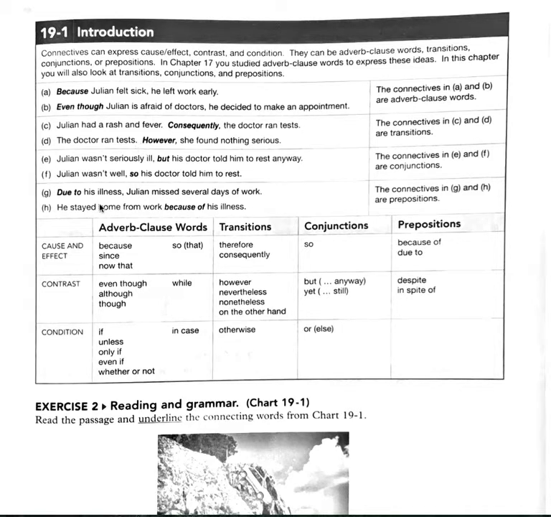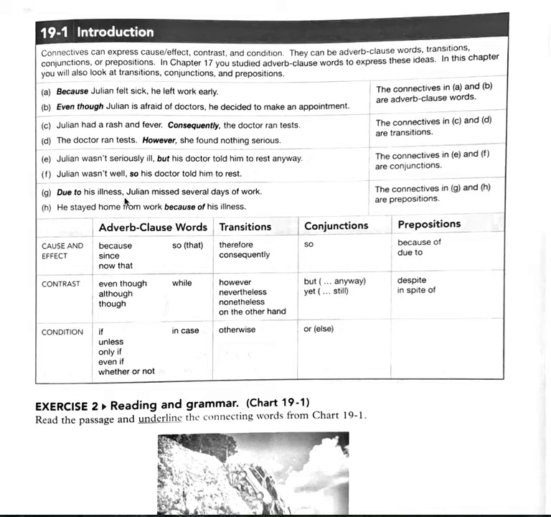Look at letters E and F. Julian wasn't seriously ill, but his doctor told him to get rest anyway. And Julian wasn't so well, so his doctor told him to rest. The connectives in E and F are conjunctions. But and so are from a list of conjunctions. Letters G and H. Due to, and to is a preposition.